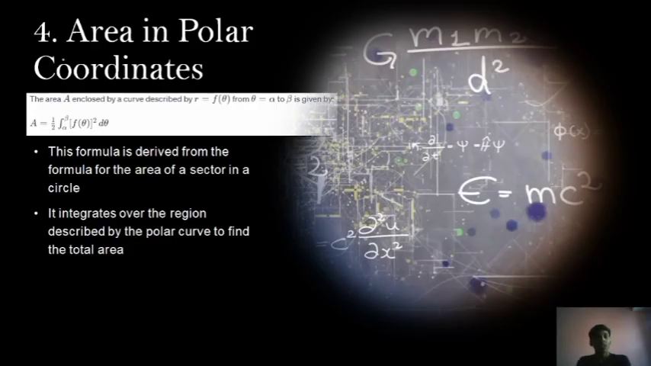Fourth one, area in polar coordinates. This formula is derived from the formula of the area of a sector in a circle. It integrates over the region described by the polar curve to find the total area. The formula to find the area in polar coordinates is A equals half the integral from alpha to beta of f(theta) square d theta.